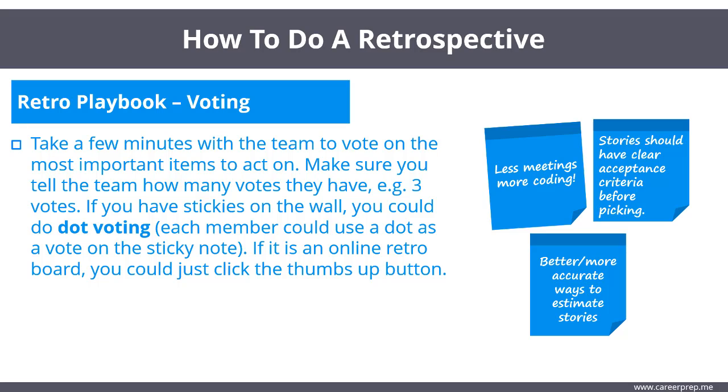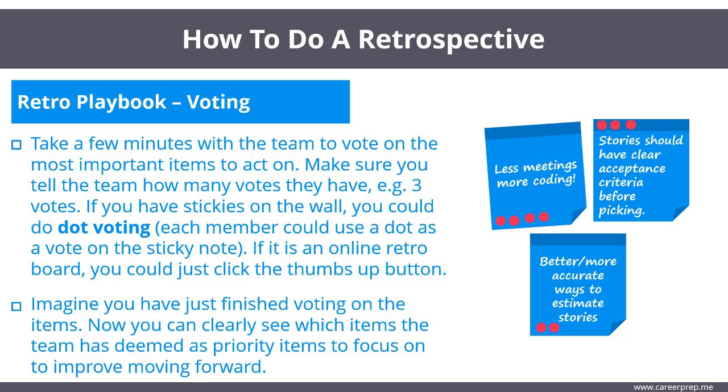Voting. Take a few minutes with the team to vote on the most important items to act on. Make sure you tell the team how many votes they have. For example, 3 votes. If you have stickies on the wall, you could do dot voting. Each member could use a dot as a vote on the sticky note. If it is an online retro board, you could just click the thumbs up button.